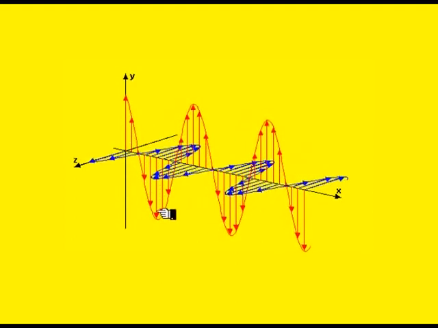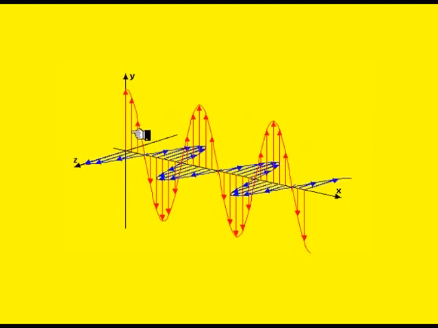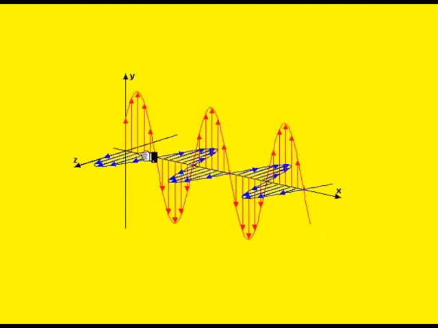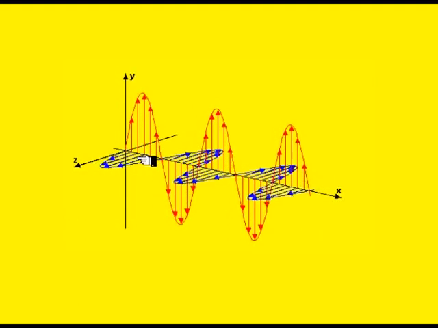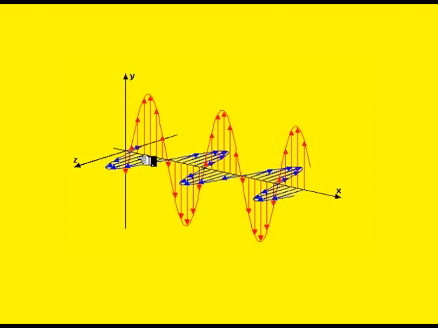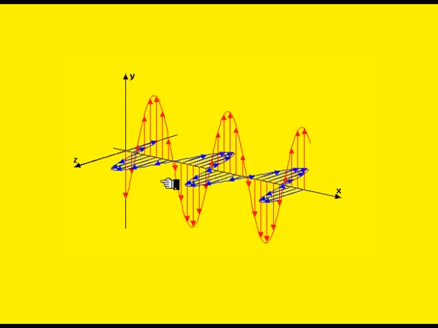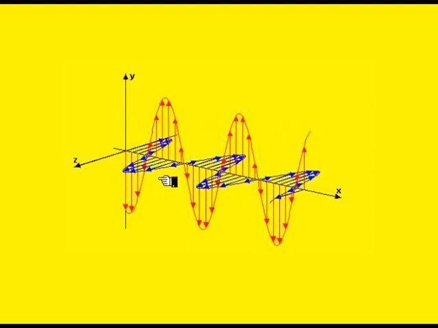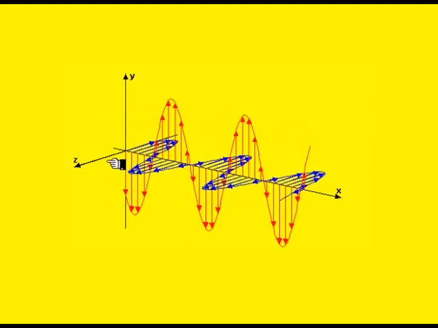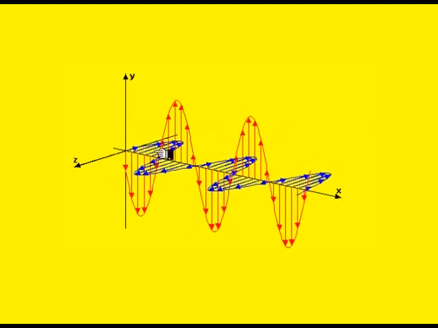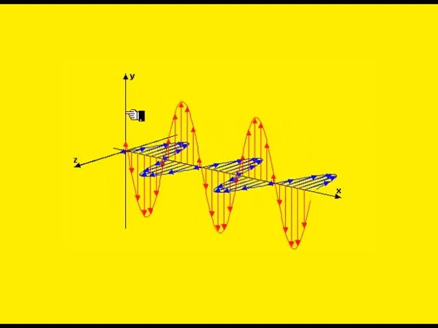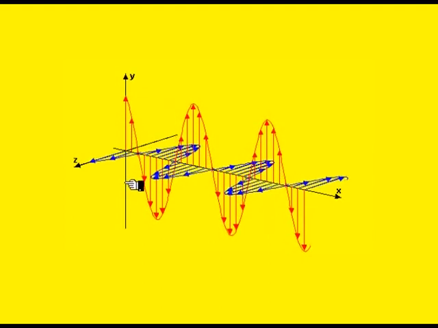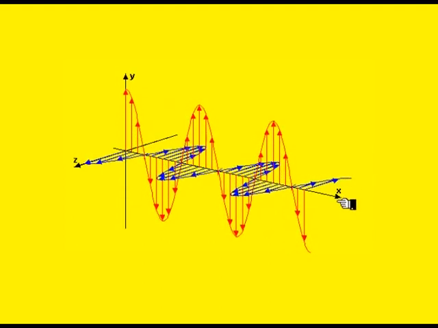At the same time that the electric field is being generated, there is also a perpendicular magnetic field being generated in the blue. And as one gets bigger, the other also gets bigger. And so we have both perpendicular electrical and magnetic fields. And note that the z-axis, which carries the magnetic field, and the y-axis, which carries the electric field, are both perpendicular to the direction of propagation of the wave.